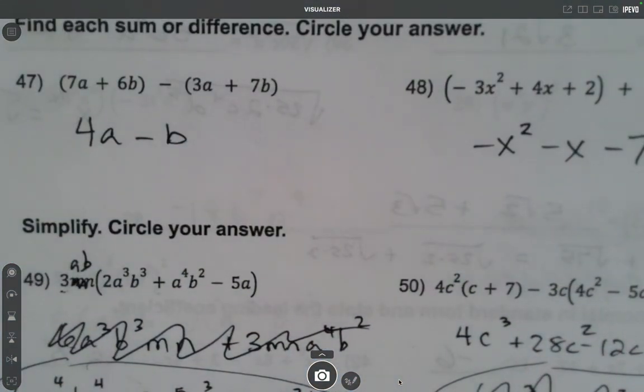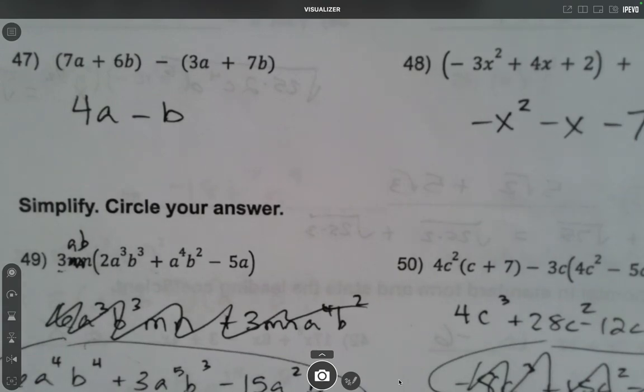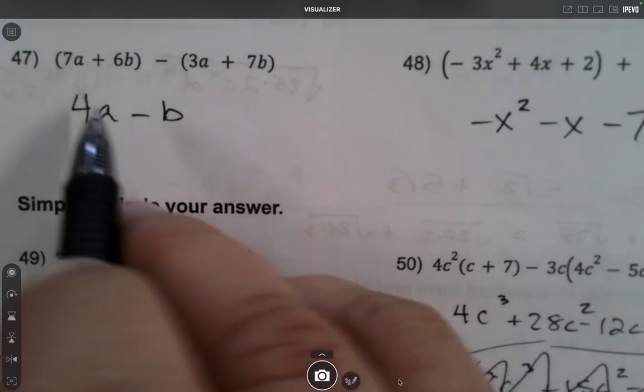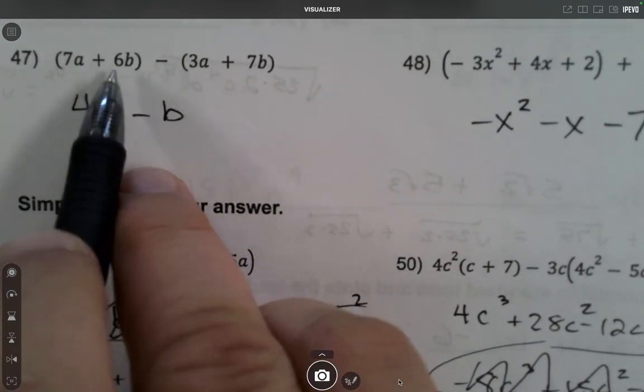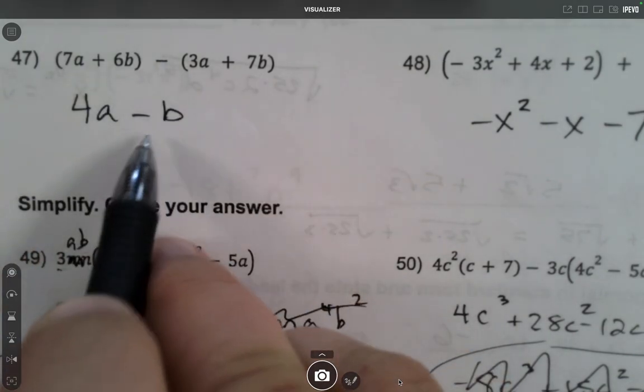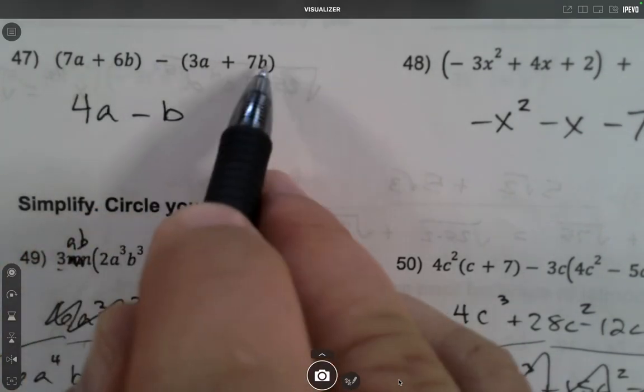Okay, a common issue I saw with ones like 47 is people tried to FOIL these. But we only FOIL when there's 2 parentheses being multiplied by each other. And these 2 are not being multiplied, they're being subtracted. So you really just combine the like terms. You really just say 7a minus 3a is 4a. 6b minus 7b is negative 1b. So you do got to make sure you apply the minus to both of these.